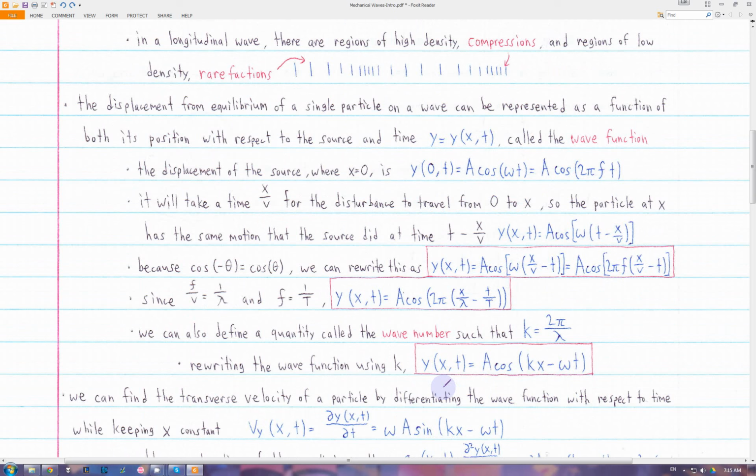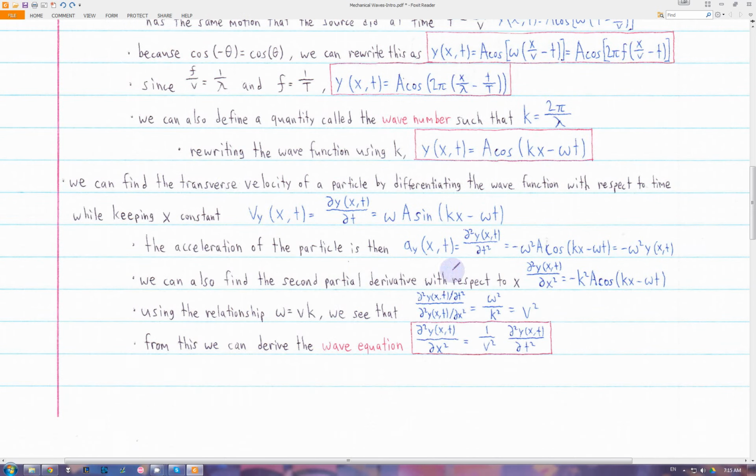And there's one more form that we can write this equation in. If we define a number k to be called the wave number as 2 pi over the wavelength, then we can rewrite the equation in this form. So again, k is just a number which is 2 pi over the wavelength. And so which form you use depends on the problem. It's just whatever quantities you are given in the problem will determine which form of this equation is more convenient to use.